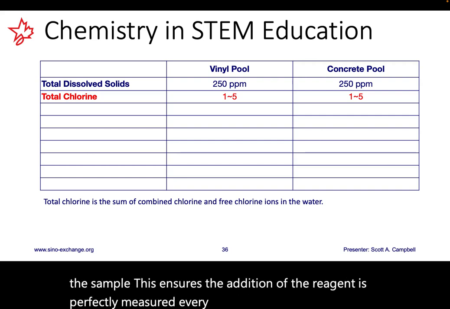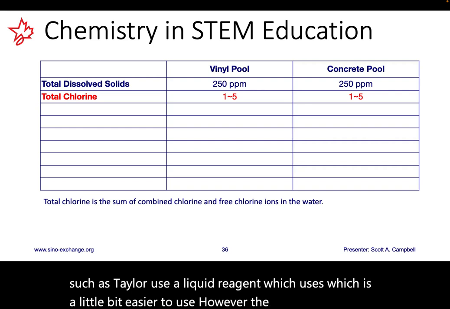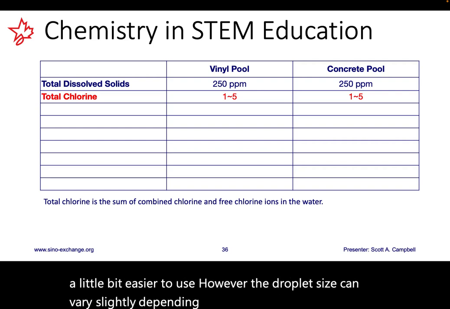While other companies such as Taylor use a liquid reagent, which is a little bit easier to use. However, the droplet size can vary slightly depending on how hard you squeeze the reagent bottle.